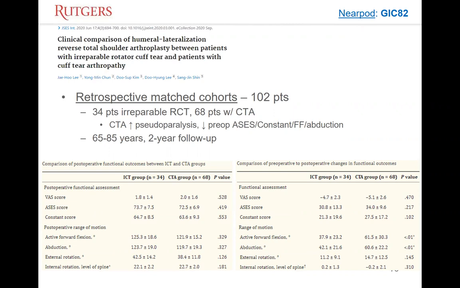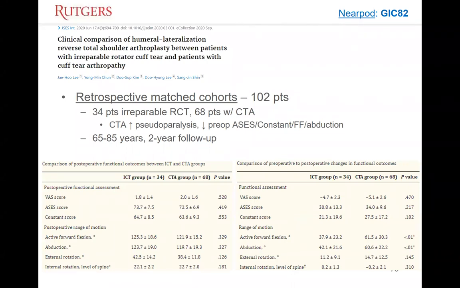They included 34 patients with an irreparable cuff tear and 68 with cuff tear arthropathy. The cuff tear group was diagnosed on MRI with superior migration without arthritis. They were similar demographically, but the arthropathy group had a higher incidence of pseudoparalysis and lower pre-op ACES and Constant scores and worse range of motion. All the patients were at least 65 years old.